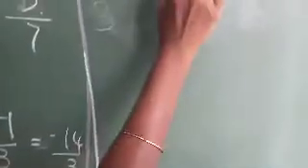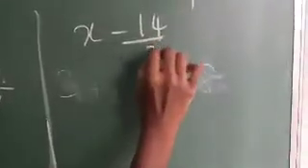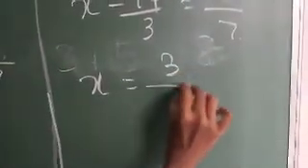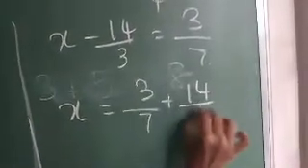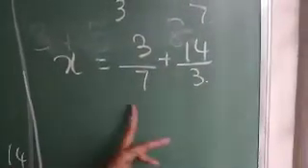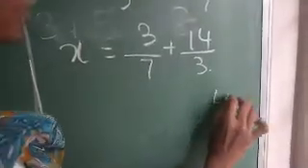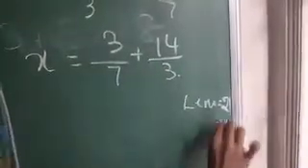So x minus 14 by 3 is equal to 3 by 7. So x is equal to 3 by 7 plus 14 by 3. Now see here, the two denominators are prime numbers, so you simply multiply. So the LCM will be 21.